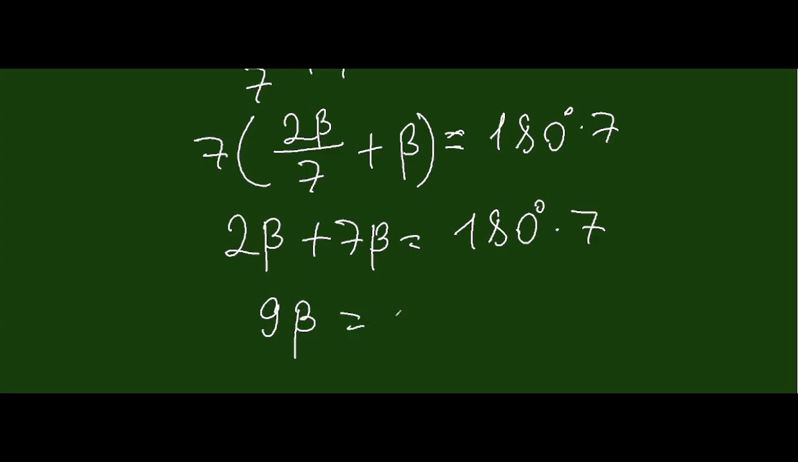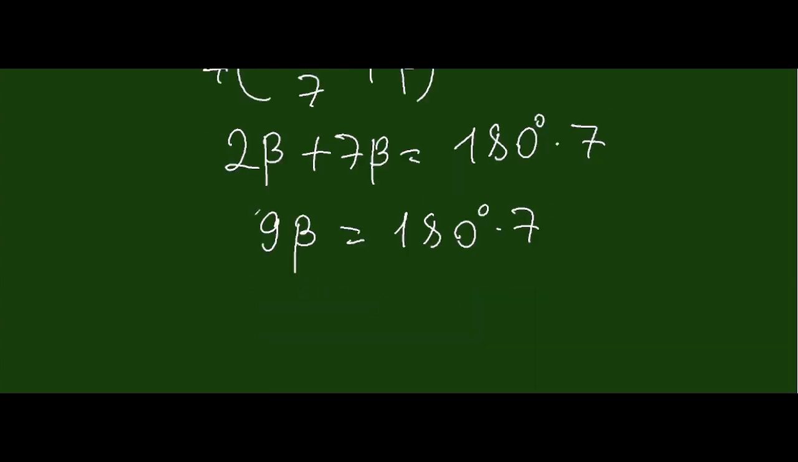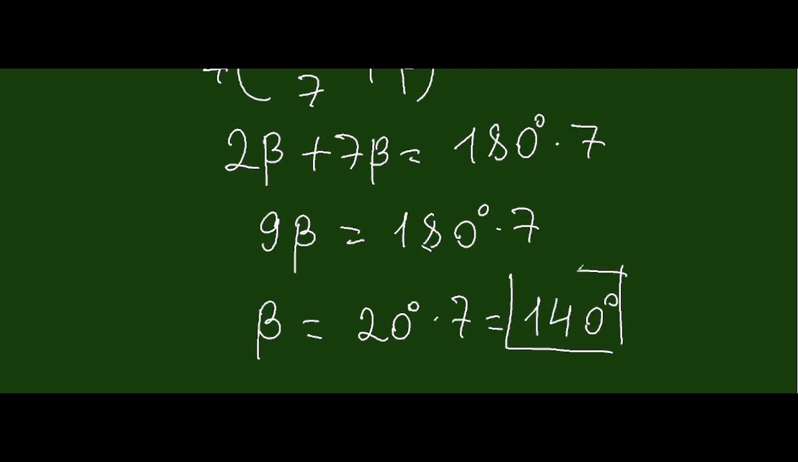9 beta will equal 180 times 7. Here we can divide each of them by 9, so we can get rid of the 9. Beta will equal 20, and times 7, this will equal 140. So beta here is 140 degrees.